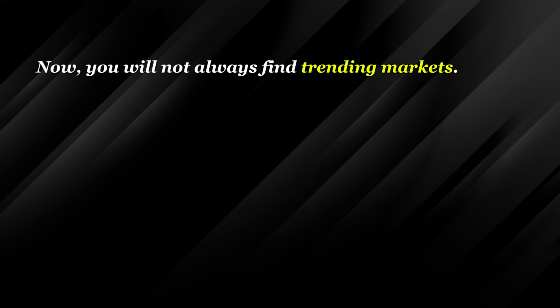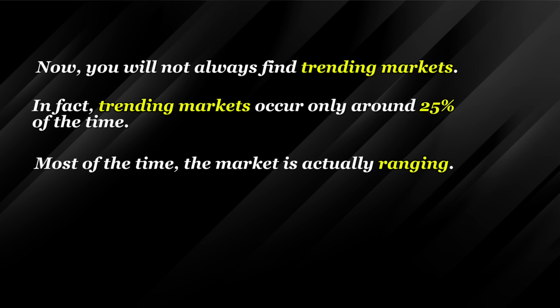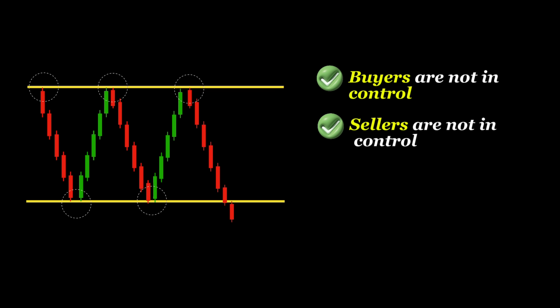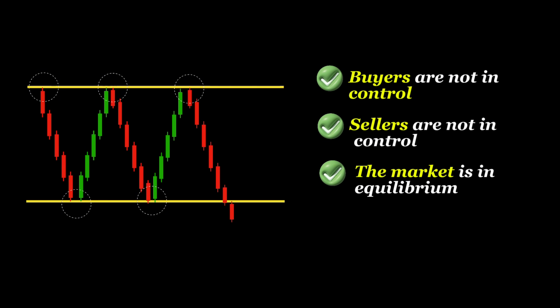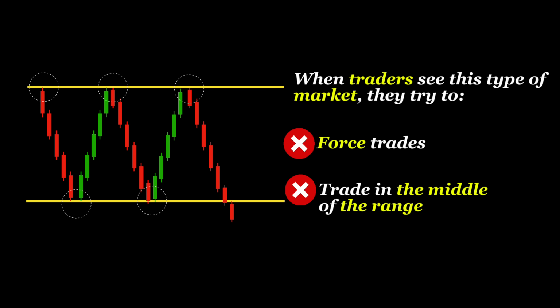Now, you will not always find trending markets. In fact, trending markets occur only around 25% of the time. Most of the time, the market is actually ranging. A range-bound market is when price moves horizontally between support and resistance. This tells you that buyers are not in control. Sellers are not in control. The market is in equilibrium. When traders see this type of market, they try to force trades, trade in the middle of the range, and that's where they lose money.